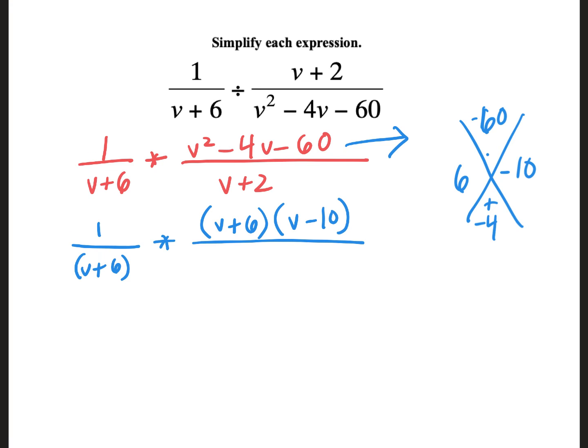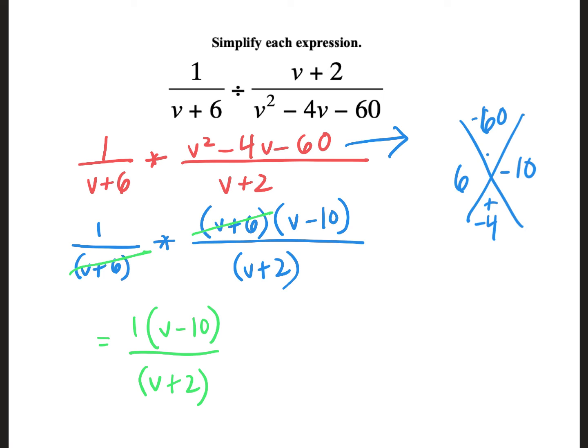My denominator is already simplified. V plus 2 will just stay. Again, we're canceling out anything that shows up on the top and the bottom. So notice we have v plus 6 and v plus 6. On the top, we're left with 1 times v minus 10. On the bottom, you just have v plus 2. Now, I don't care so much about that 1. You don't need to write it. So your final answer would be v minus 10 over v plus 2.